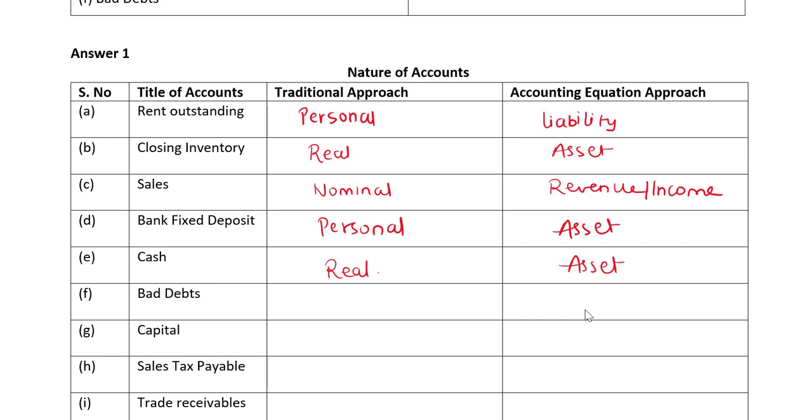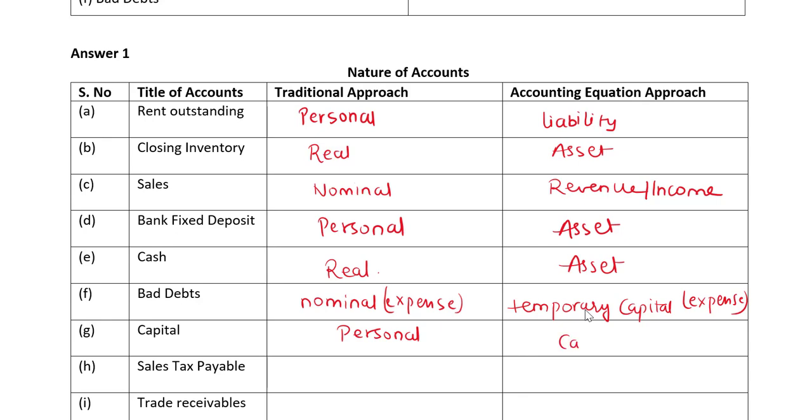If I talk about bad debt, it's nominal account. Why? Because it is an expense. So bad debt is an expense, or you can also write it's a temporary capital, or you can write it as expense. Let's write capital. It's very simple. Personal account. Owner's capital. Owner is a person, so personal account. And over here, as per the equation approach, it is capital.